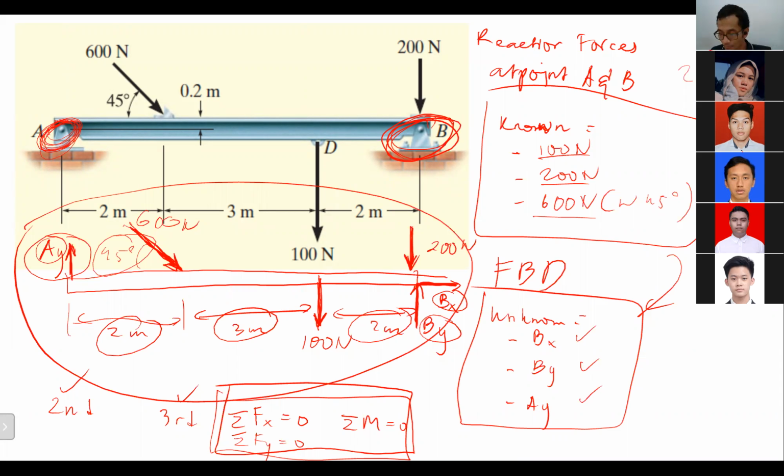So for example, sigma Fx equal to 0. That's the first thing that we're supposed to solve for. What are the forces that have a horizontal component, or x component?